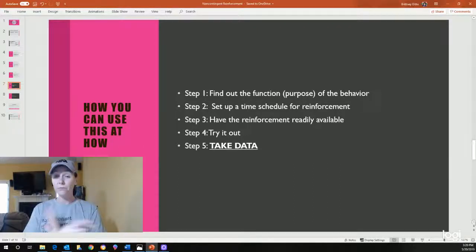So even before you start implementing, I want you guys to take baseline data. If you have a child who is seeking attention all the time by doing inappropriate behaviors, what I want you to do is, you don't have to have a clicker, because I know not everybody has them, but you can get them at Office Depot or even on Amazon if you really want a little clicker thingy, to count how many times your child engages in that behavior.